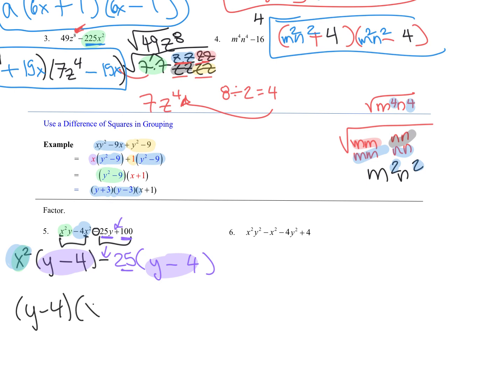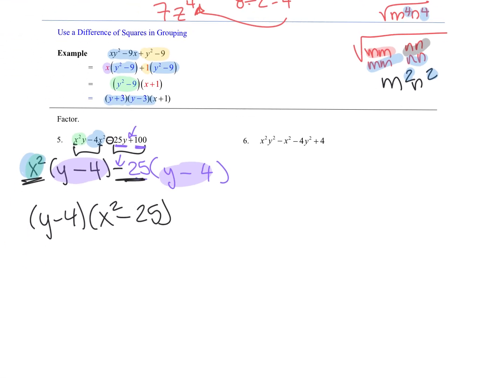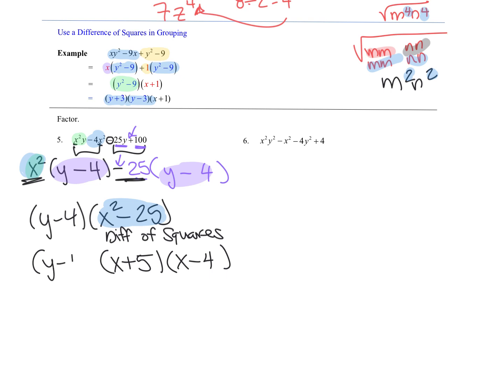And then I would have x squared minus 25 here and here. Well, I'm not finished because x squared minus 25 itself is the difference of squares. So I can factor that as x plus 5, x minus 5. And then the y minus 4 would just drop down. Now I can't do anything else. I'm done. Okay, so let's take a look at number 6.